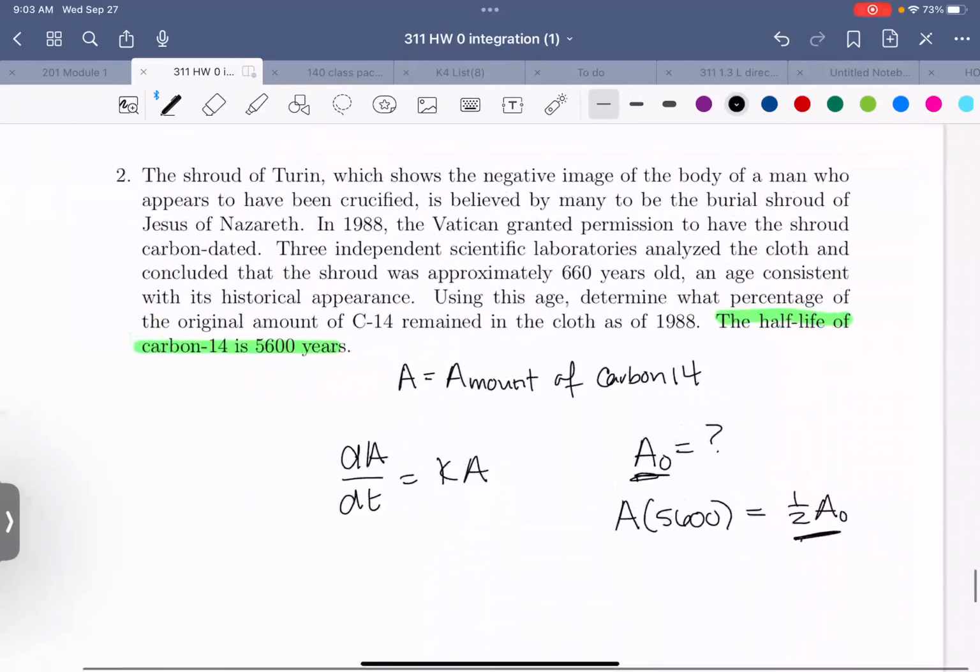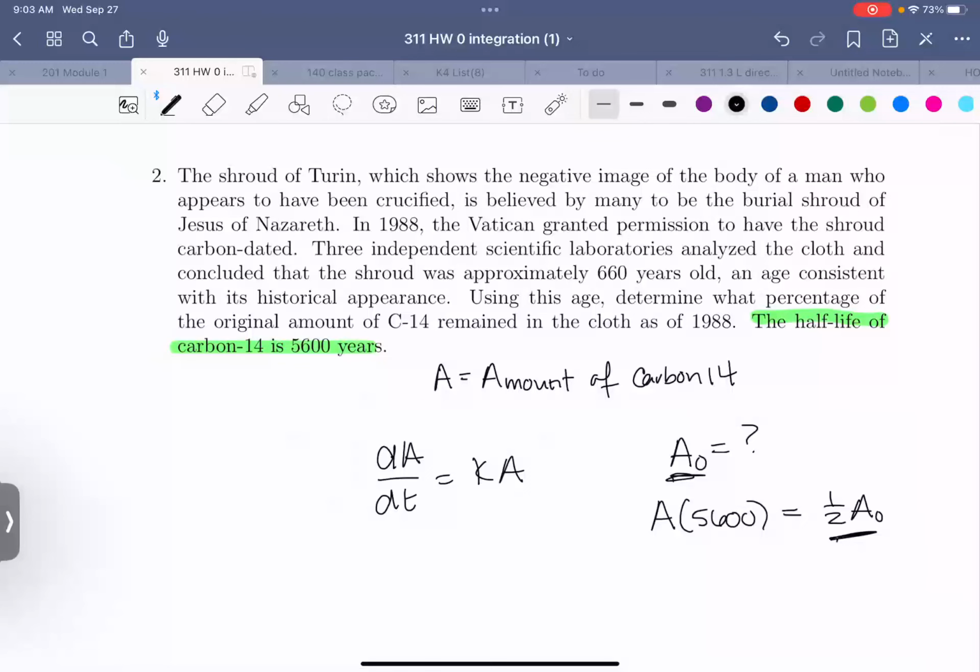All right, what I want to do is give you guys a few minutes to work on number 2. Since I did number 1 and got you a little bit started here, we're talking about half-life. You're going to let A be your amount of carbon-14 in an object. And when we talk about half-life, we know that the rate of change of the amount that's there is proportional to how much is there.